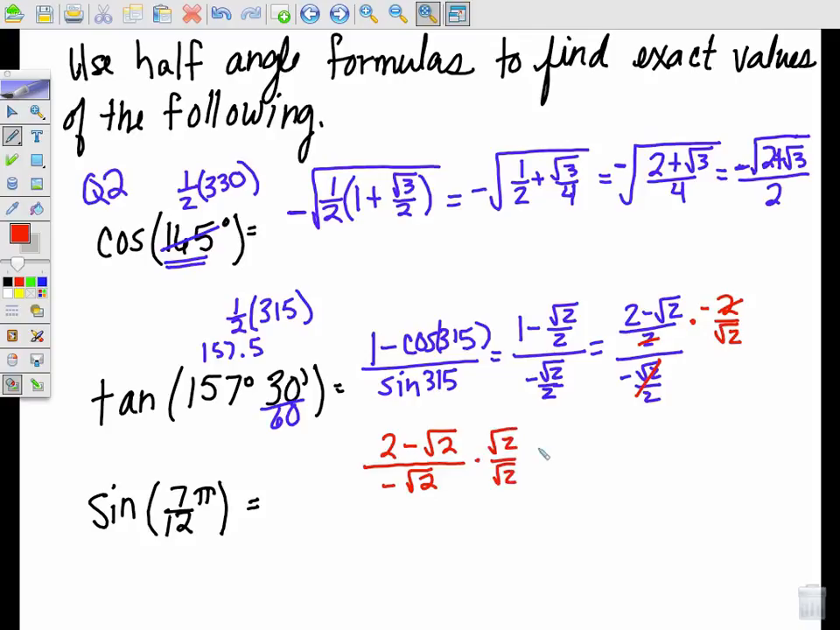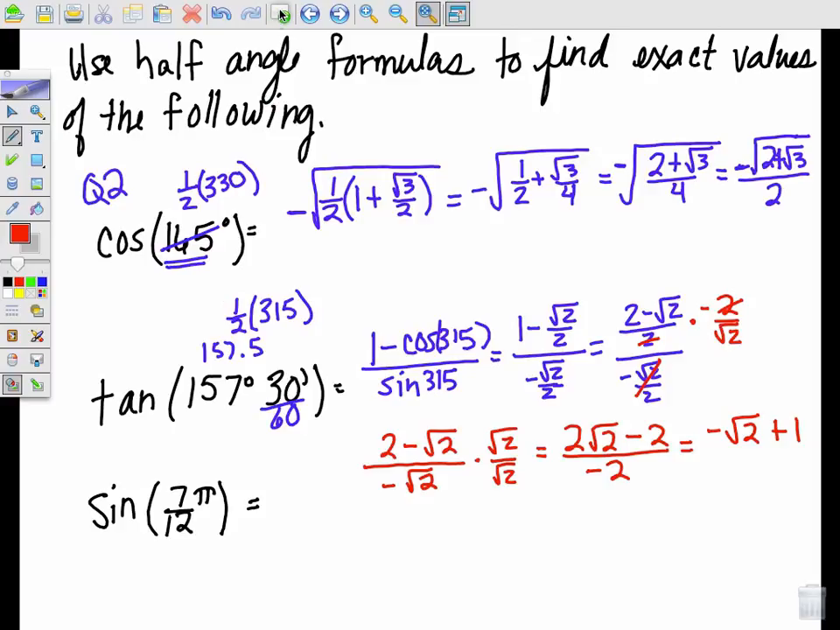Multiply top and bottom by the square root of 2, rationalizing this. I'm going to have 2 square roots of 2 minus 2 all over a negative 2, and finally what I can do is divide. So you've got negative root 2 plus 1. So there's the answer, or the result, to the tangent of that angle.